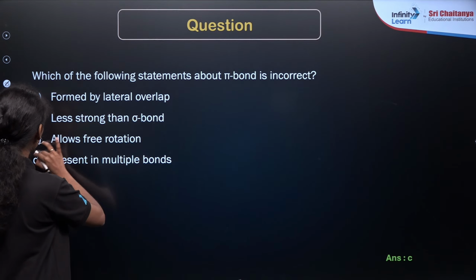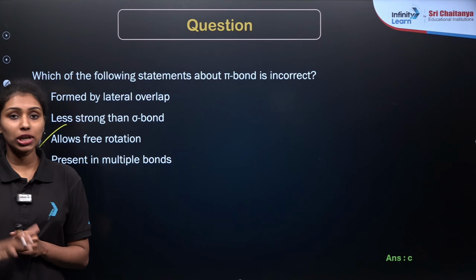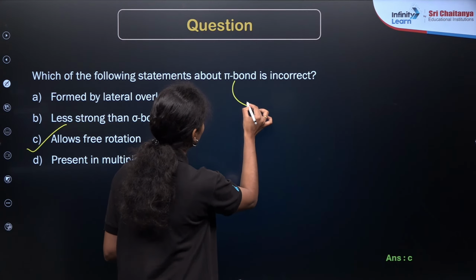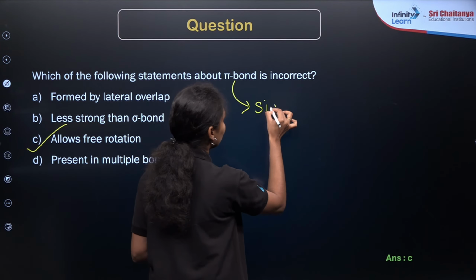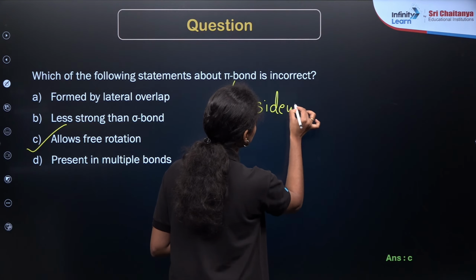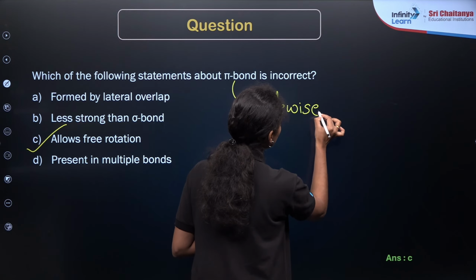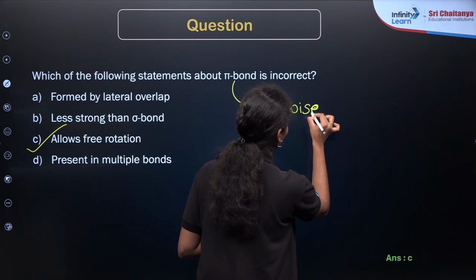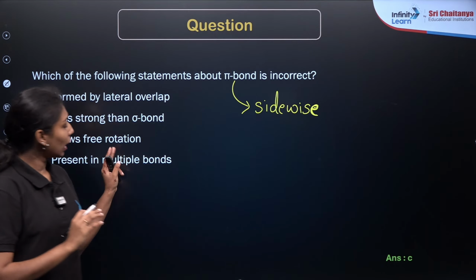Here option C will be the correct answer. As we already know, a pi bond is formed by the lateral overlapping or the sidewise overlapping of atomic orbitals, right? If they are overlapping sidewise, there will not be any chance for free rotation of atomic orbitals. So it does not allow free rotation.